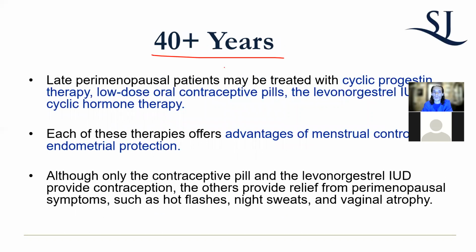And then 40 years old, you could pretty much use either. If a woman doesn't want an IUD, you could try low-dose oral contraceptive pills. But your menopausal symptoms, if that's in play, that requires its own treatment.